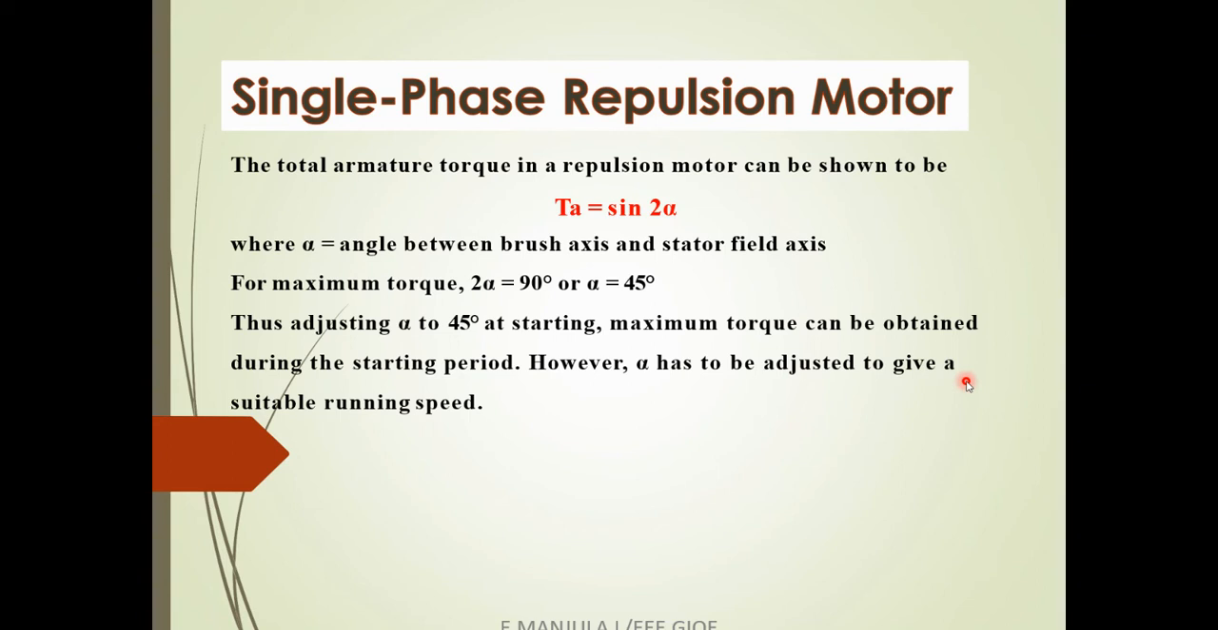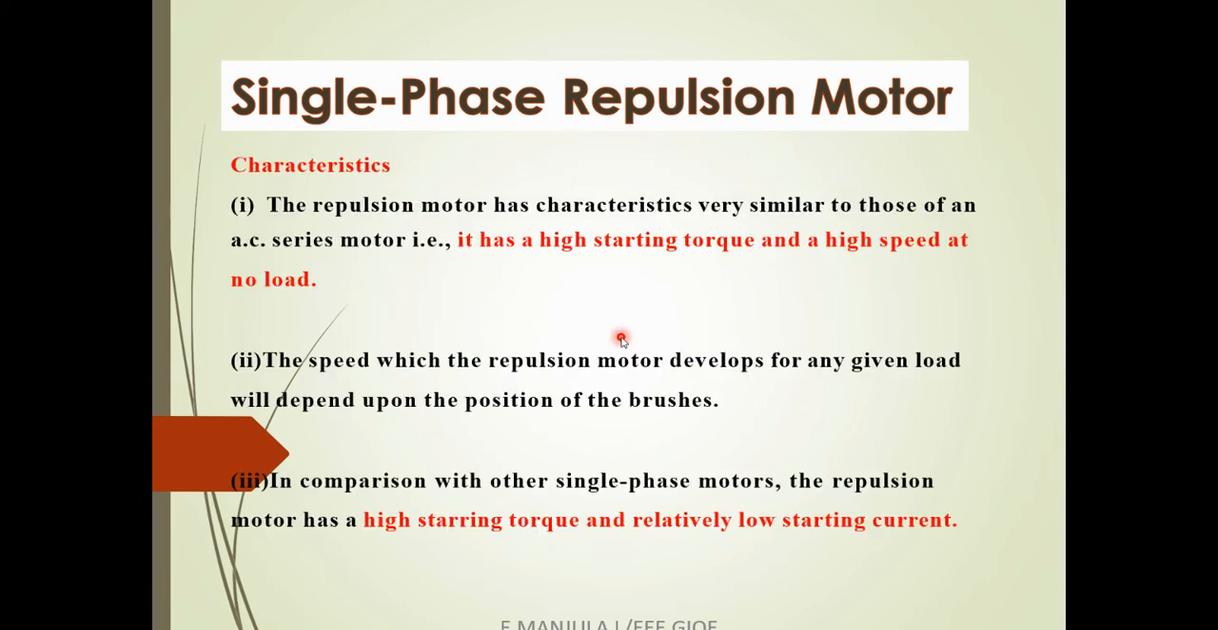The total armature torque in a repulsion motor can be shown as TA is proportional to sine of 2 alpha, where alpha is the angle between the brush axis and the stator field axis. The maximum torque occurs when 2 alpha is 90, that is, alpha is 45 degrees. Thus, by adjusting alpha to 45 degrees at starting, the maximum torque can be obtained during the starting period. However, alpha can be adjusted to give a suitable running speed.